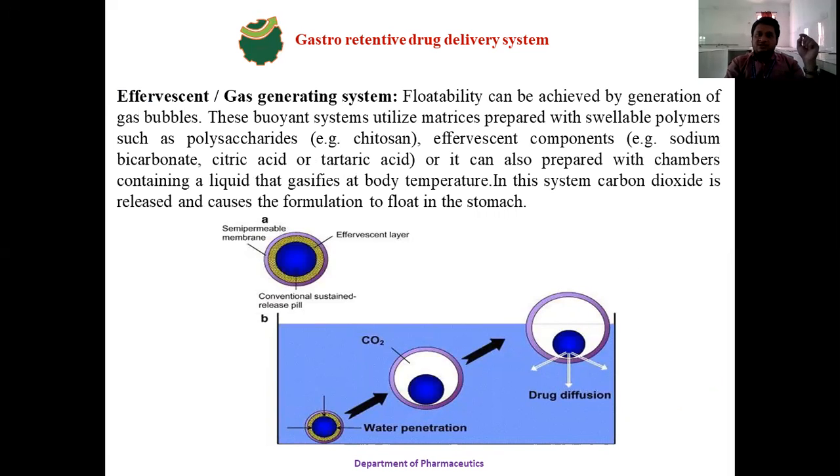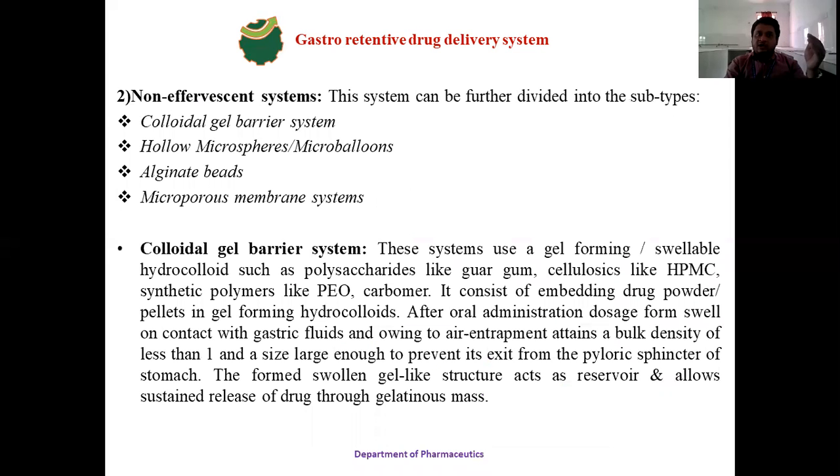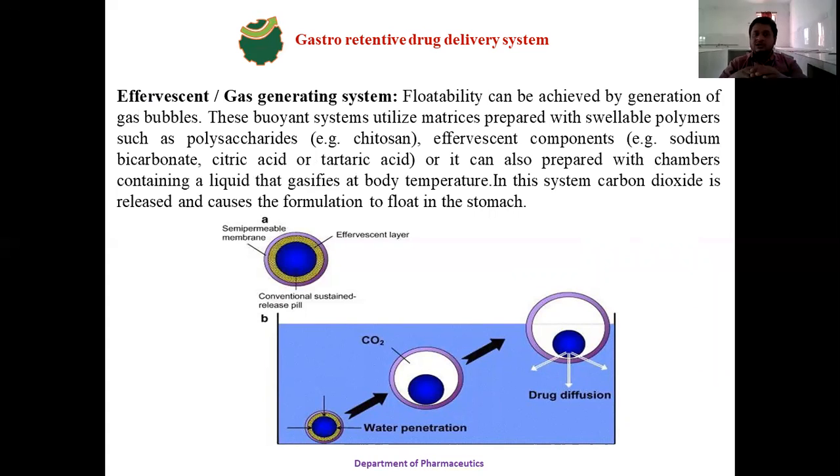Now there are various methods by which you can prepare a floating system. The dosage form or drug delivery system will float on the gastric fluid, and we can make that floating happen by different methods. We can make an effervescent or gas generating system, or we can go for a non-effervescent system. The first one is the effervescent system, where there is a release of carbon dioxide, as you know from an effervescent drug delivery system or effervescent tablet.